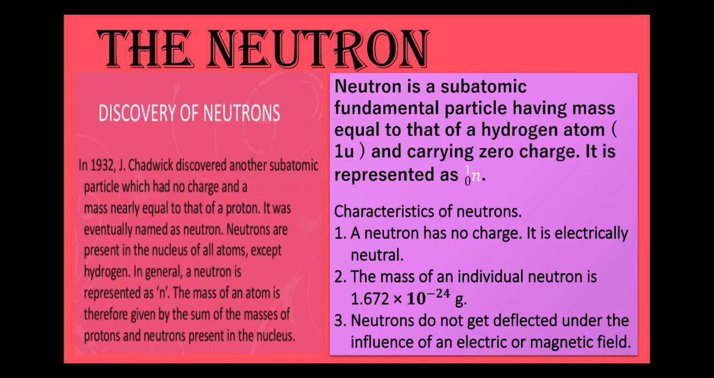Neutrons do not get deflected under the influence of electric and magnetic fields. Why is this so? Because neutrons are electrically neutral, they do not have any charge on them, and if they are chargeless, the electric and magnetic fields are not going to attract these subatomic particles.